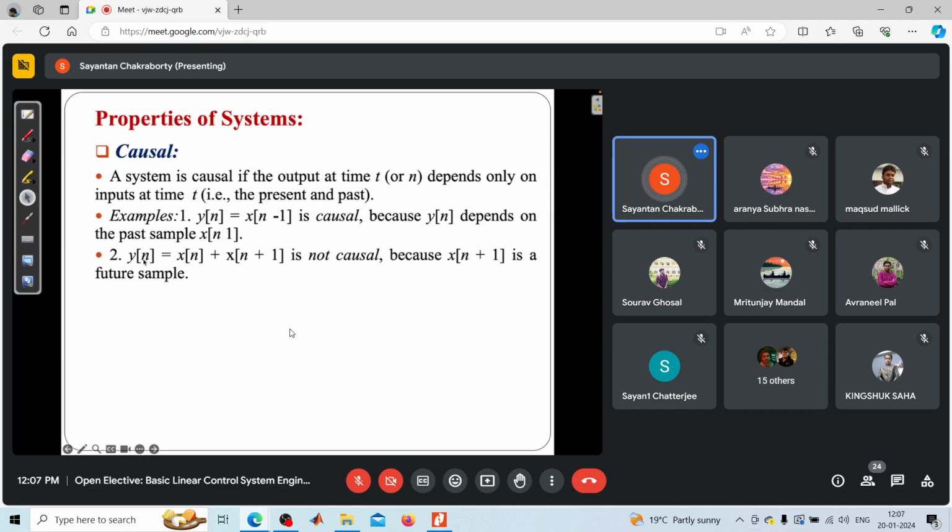This is a non-causal system. See, y[n] equal to x[n] plus x[n plus 1]. The output at the nth instant is a function of the input at that instant n and the input at the (n plus 1)th instant, which is a future instant of input. So obviously it is a non-causal operation. We cannot say this is a causal system; rather this is a non-causal system. Now let us take an example.